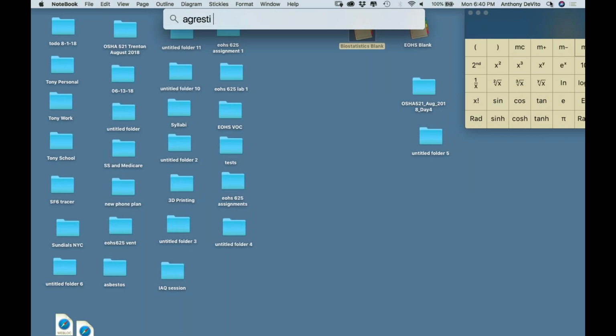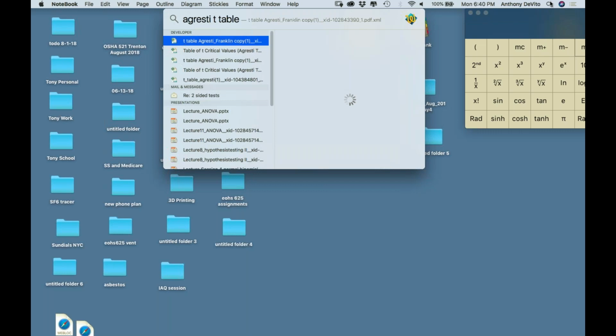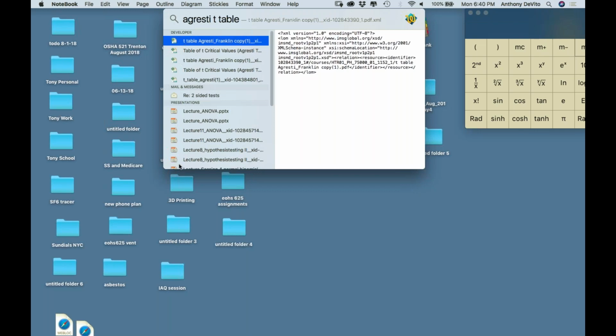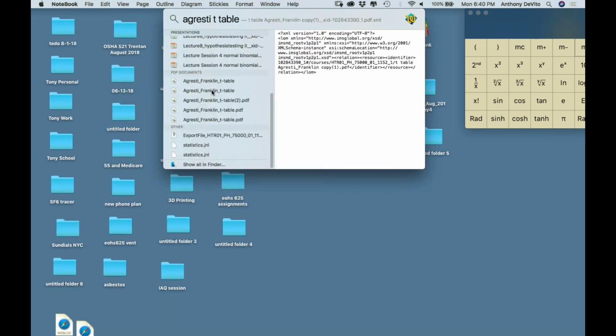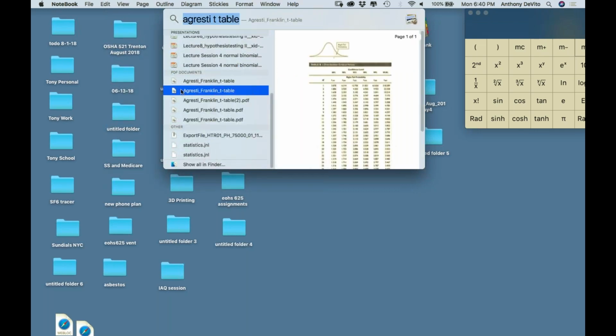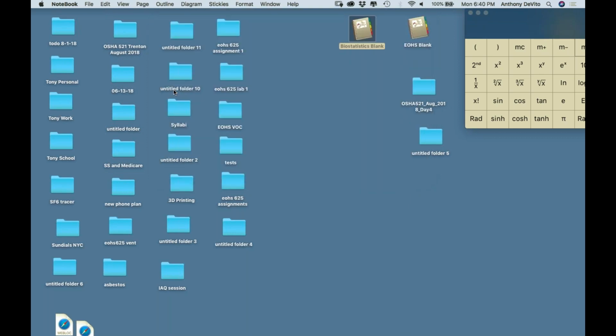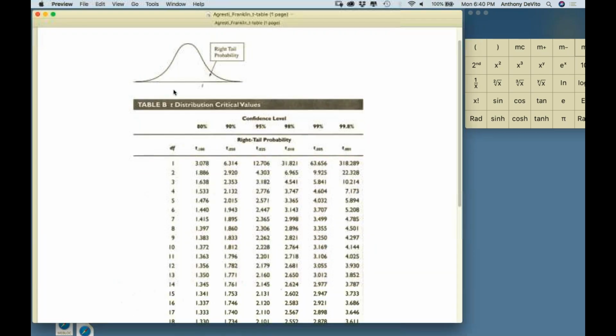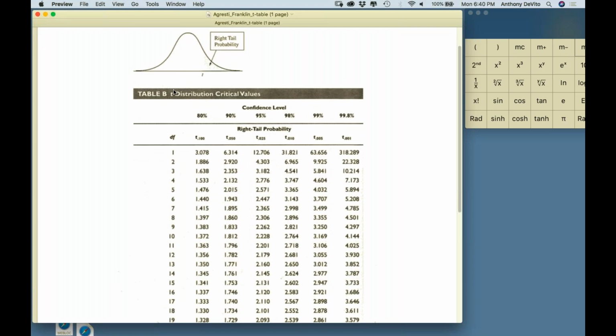Now, you can use one in a textbook. We also have one that's online from Agresti. They look pretty much identical. The one from the book introduces a little bit of a twist with showing the areas when you show the areas of the distribution.